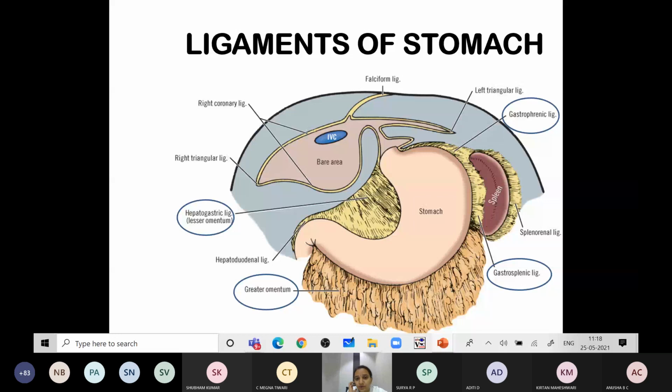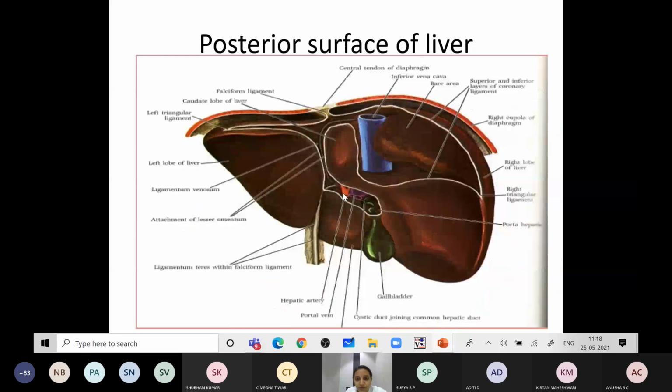Then ligaments related to the stomach. From the liver, here you can see this is the porta hepatis. Around the porta hepatis and the fissure for the ligamentum venosum, the peritoneum of the greater sac and the lesser sac is reflected downwards as the lesser omentum. This is the anterior layer of the lesser omentum, which is contributed by the greater sac, and this is the posterior layer of the lesser omentum, which is contributed by the peritoneum of the lesser sac.